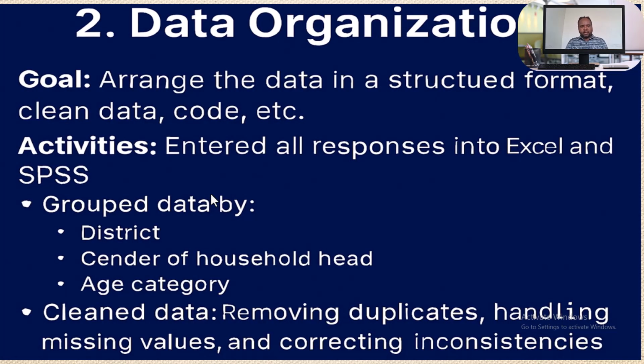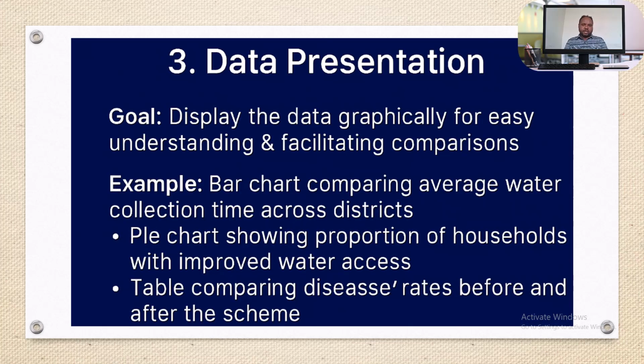At this stage also, we can clean the data. For example, we can remove duplicates, handle missing values, and correct any inconsistencies. Or we can code variables here, such as turning categorical variables into numerical ones, or numerical into categorical versions. Or we can group data by district, gender of household head, or age category to make comparisons related to objectives.